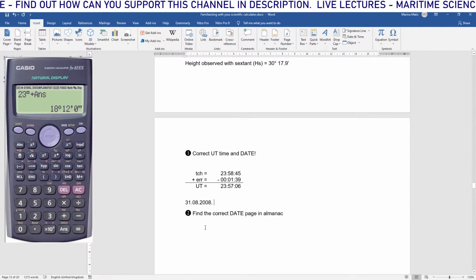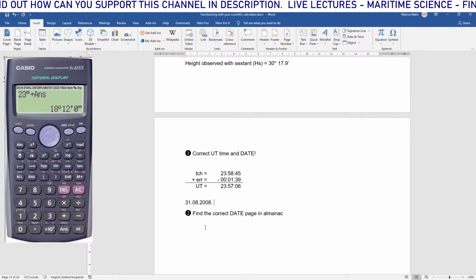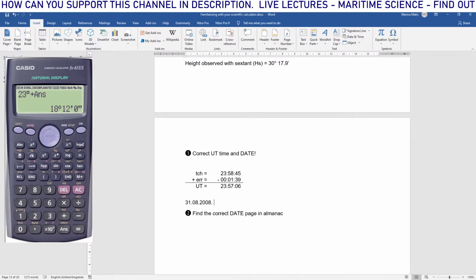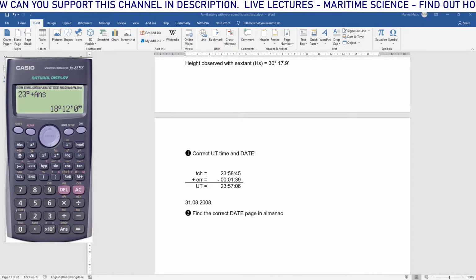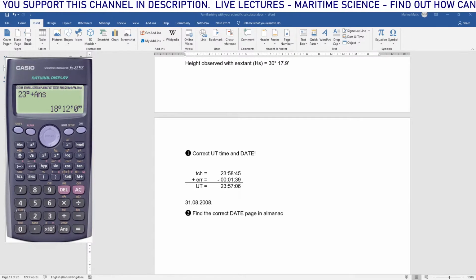So find the correct date page in Almanac. So this is the moment where you actually open your Almanac and you look for the date. So the first thing is look for the date. So let's find the date, and let's screenshot this.